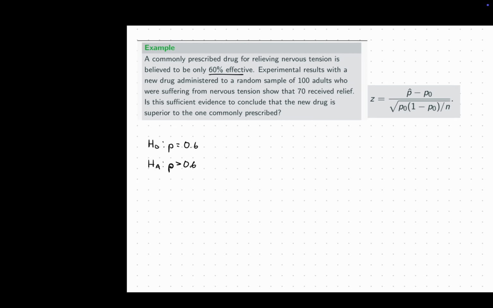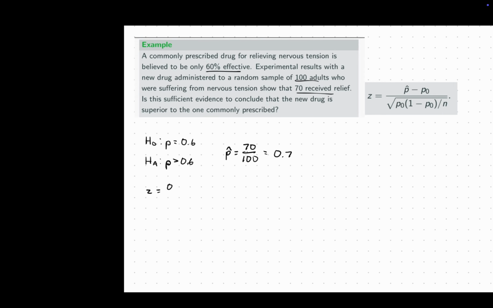Okay, and then now we can calculate our z statistic. So we can use our formula over there. First we can calculate the proportion for our sample. So we have 70 that received relief over n, which is 100 for the total sample. So that's 0.7. So now we can use that, and then minus our p0, so that's 0.6.